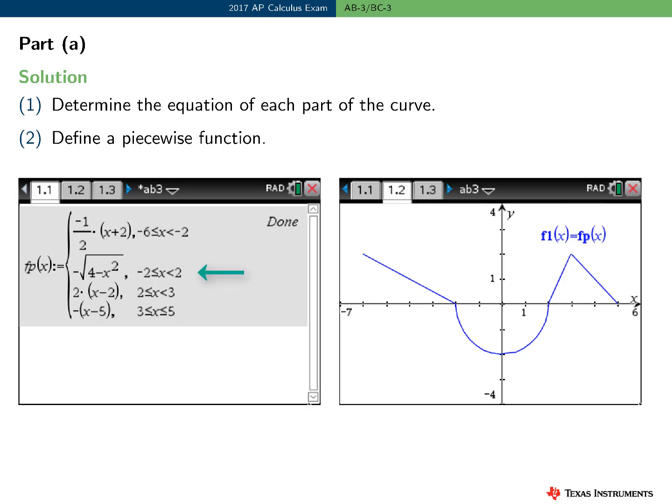Then we need to use the equation of a circle centered at the origin with radius 2. Solve this equation for y, and use the negative square root since we need that part of the circle below the x-axis. Using the TI-Nspire, I defined the function f prime, and then I produced a graph just to make sure that it looks like the one given in this problem.